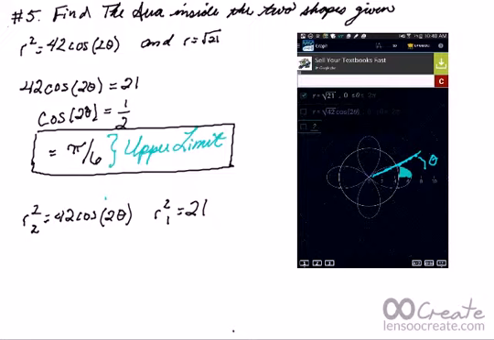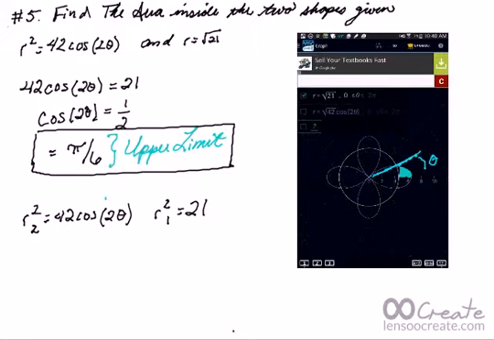After we've graphed the two equations, we want to set them equal to each other to find out where they intersect. This will help us find our limits for the integral. So we're going to set 42 cosine of 2 theta equal to 21 and solve for that. When you solve for cosine of 2 theta equal to 1/2, you get pi over 6. So that's going to be the upper bound to the shaded region, and you'll be able to use that in your integral.